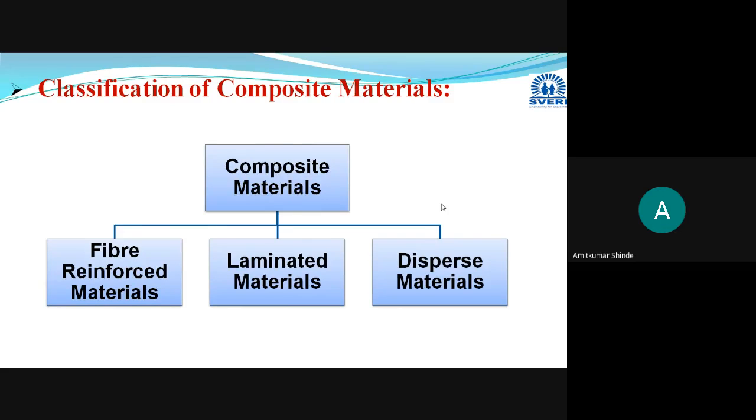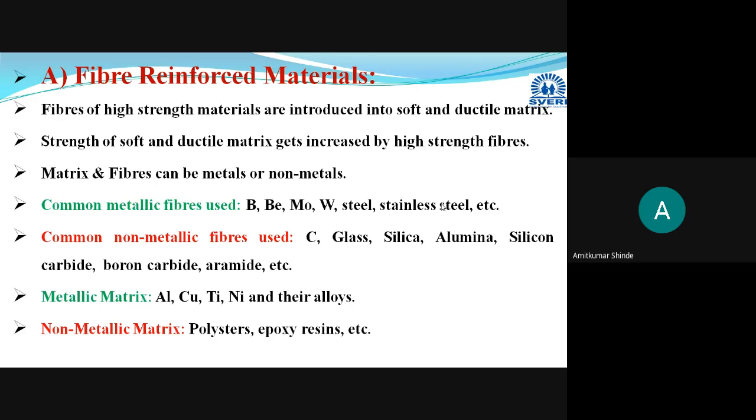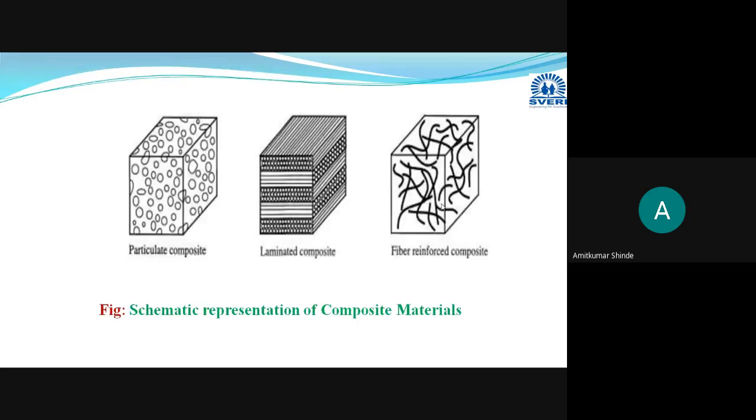First will be the fiber reinforced plastics. Before this, I will show you the diagram. So these are the three types. This is the fiber reinforced composite diagram. Then this is the laminated composite, and this is the particulate composite or dispersed composite. You can refer to these diagrams. I will explain one by one, first this fiber reinforced plastic.